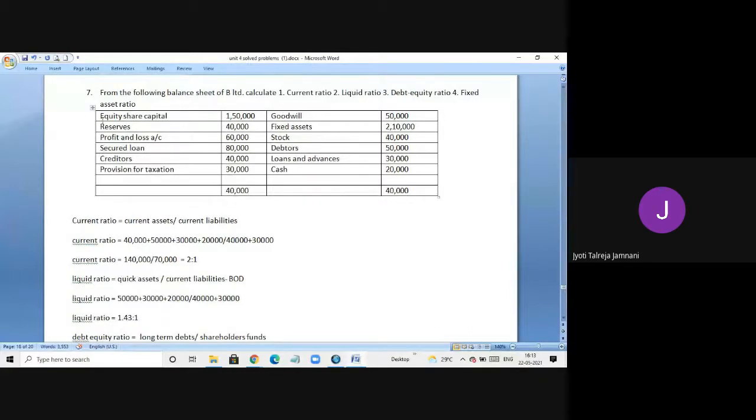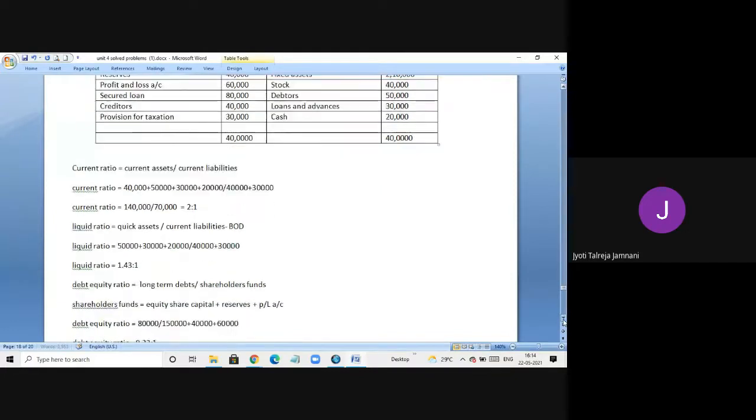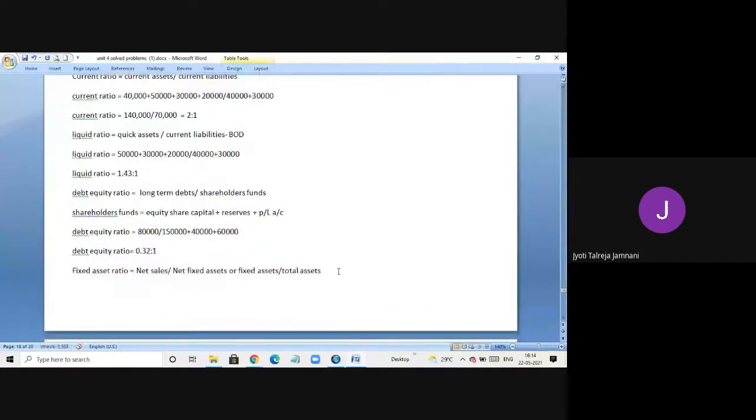So here in the problem, we have only the balance sheet. This is not 40,000, it's 4 lakh. In the problem, we don't have the profit and loss account and the sales value. So we'll use the second formula, that is fixed assets divided by total assets. The fixed assets they have given you is 2,10,000. We'll take only that, because they've mentioned clearly in the problem that fixed assets is 2,10,000.